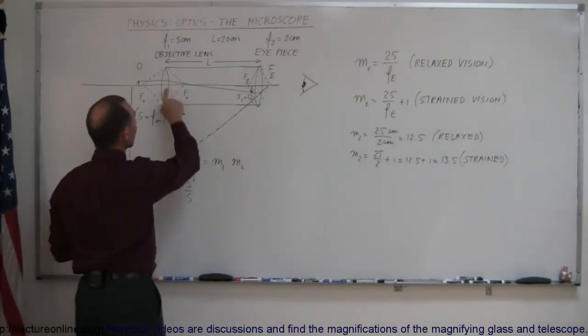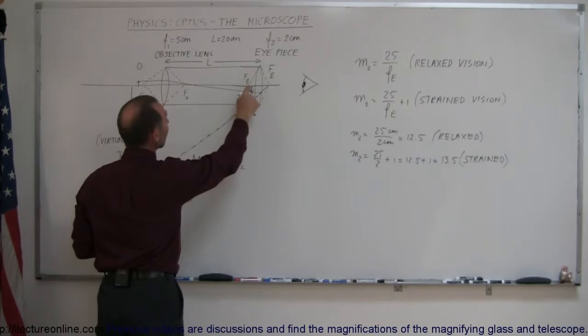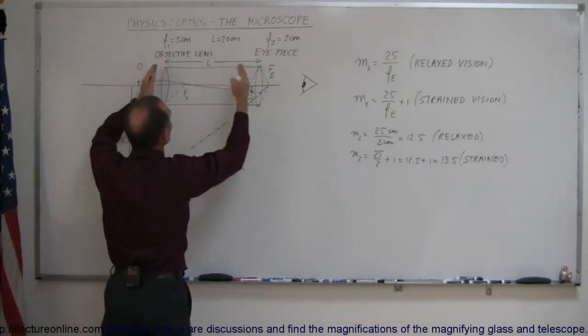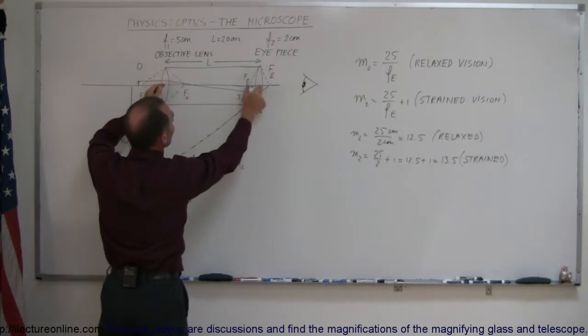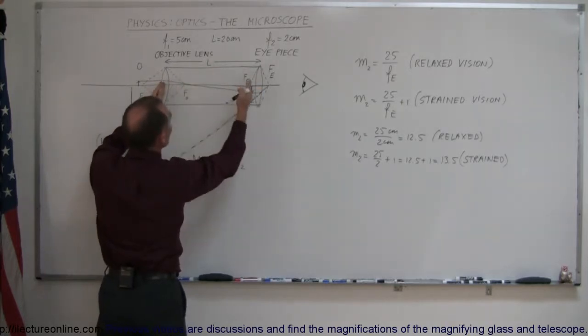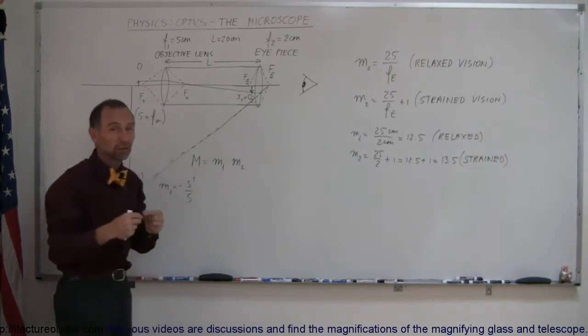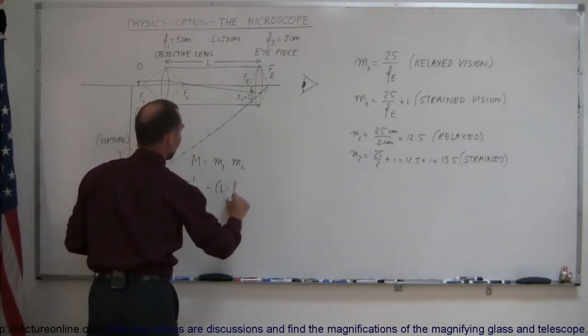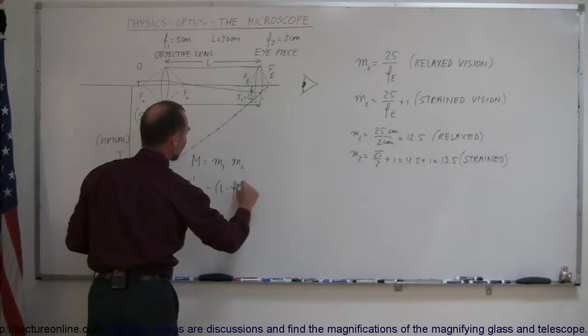Well, the image is formed just inside the focal point of the second lens. Since the length of the microscope is 20 centimeters and the focal length of the second lens is 2 centimeters, then we can say that it forms just inside what would be 20 minus 2. So in general, we would say that's equal to minus the length of the microscope minus the focal length of the eyepiece.